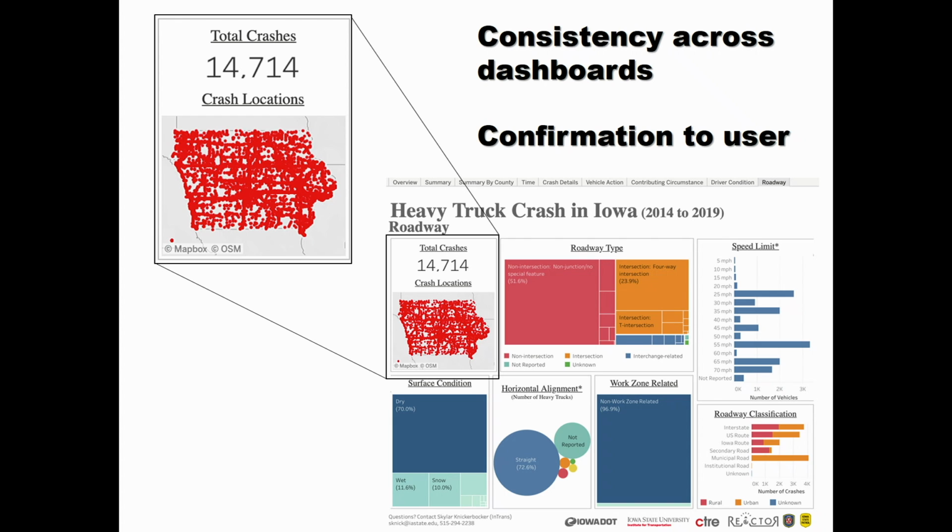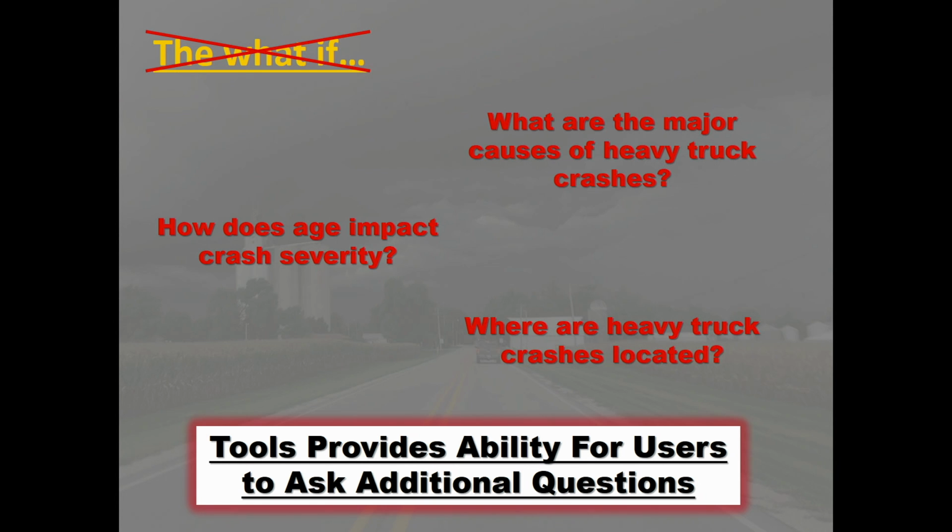We did want to try to be consistent across all the different sheets, since you do have 9 different sheets of attributes and data. To make sure that the user has some comfort that what they chose on one page is still carrying over to the next page, we always keep it consistent: we report the total number of crashes and the crash location in the very top left corner, so they get that reassurance that the selections they made have carried over to those next pages.